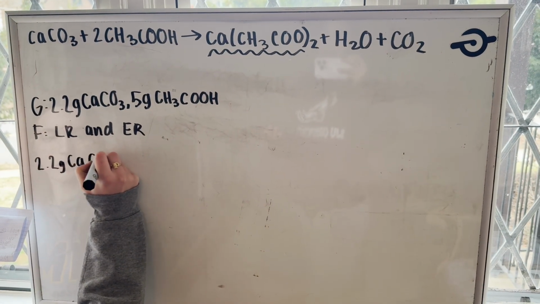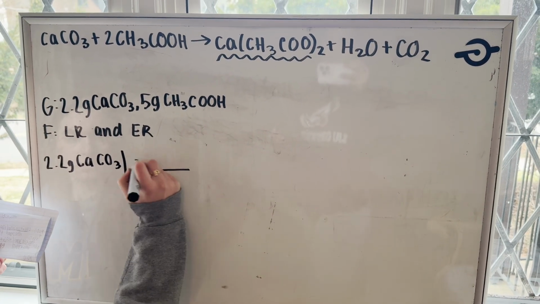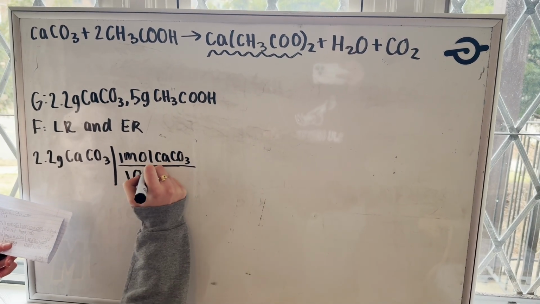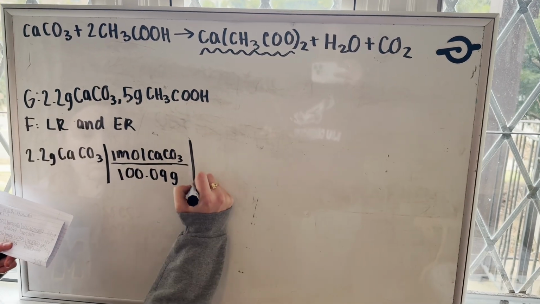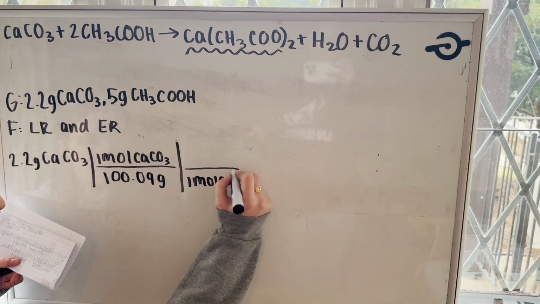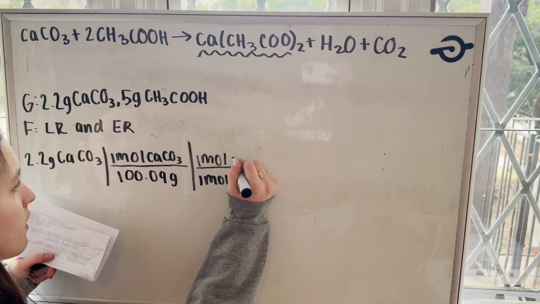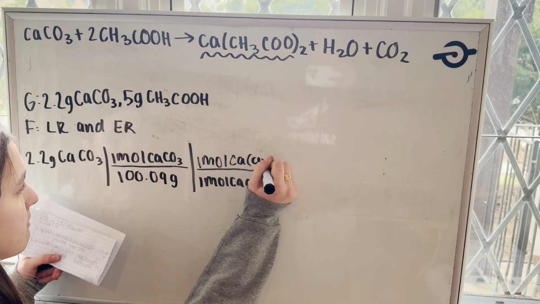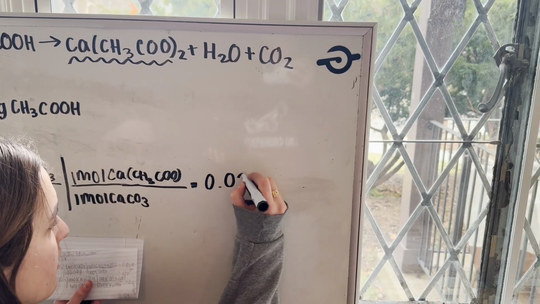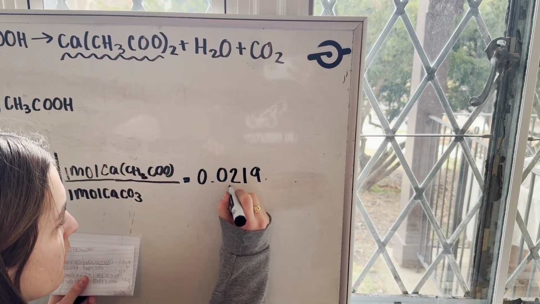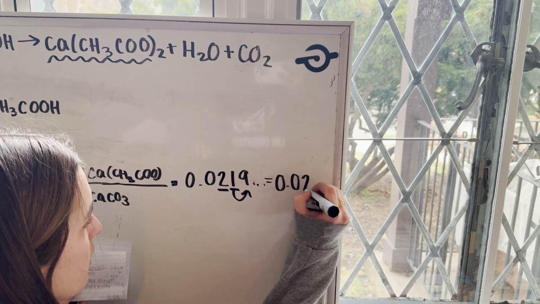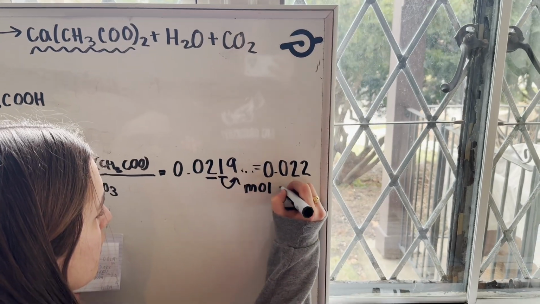To start this off, you're going to start with the given calcium carbonate, 2.2 grams. And because it's in grams, we need to convert it to moles. So you're going to put 1 mole of calcium carbonate on top and then the molar mass on the bottom, which is 100.09 grams per mole. Then we're going to use a mole ratio between calcium carbonate and calcium acetate, which is a 1-to-1 ratio. Our answer will come out to be 0.0219, but we need to remember sig figs. So our answer should be 0.022 moles of calcium acetate.